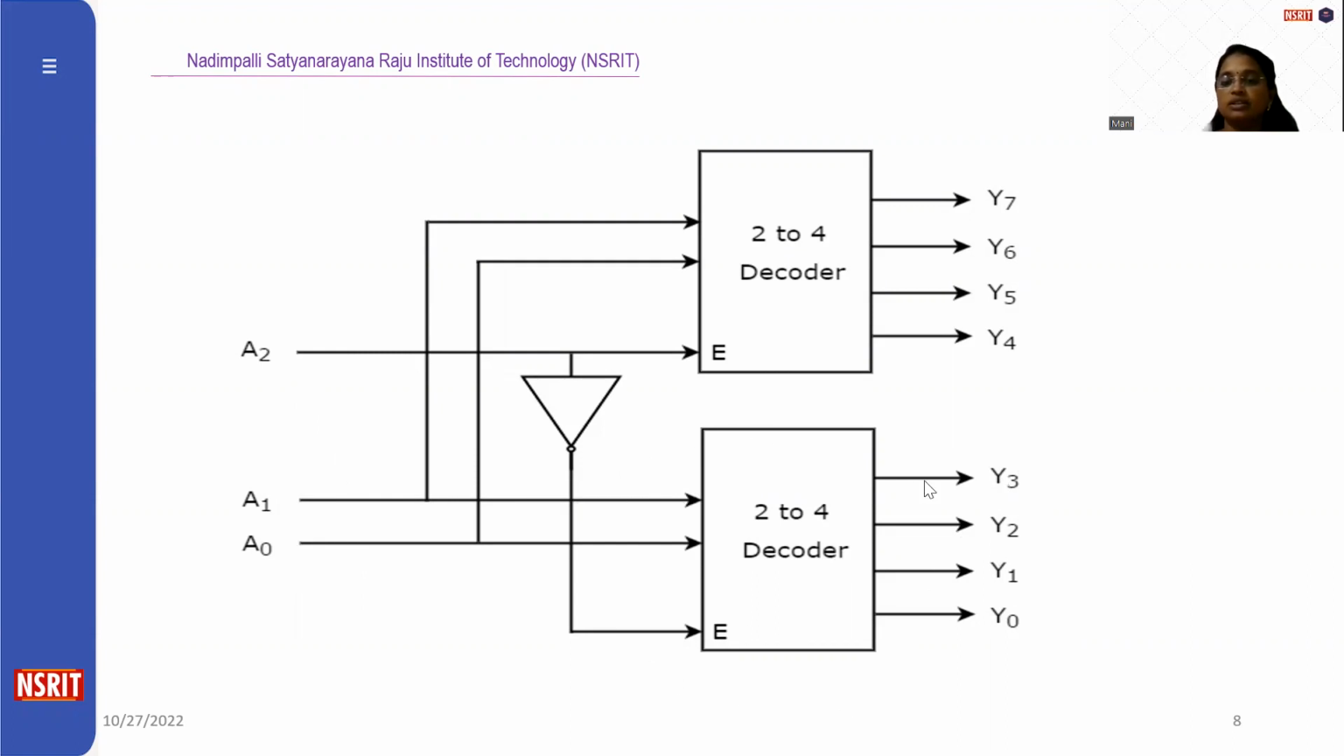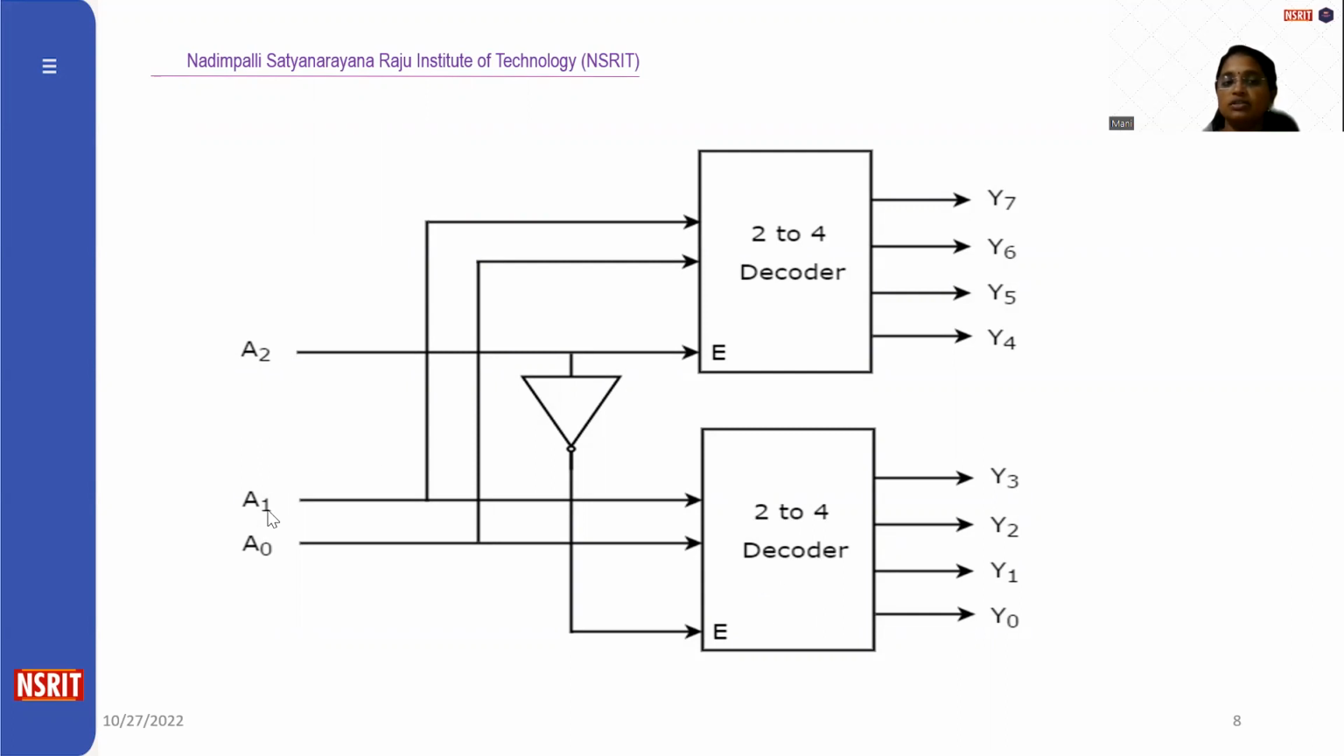For these four combinations, the lower decoder will be in an active condition. For the next combination, 1, 0, 0, 0, the upper bit A2 is 1. A2 is directly connected to the enable pin of the upper decoder. It is connected to the lower decoder through an inverter, so the output of the inverter will be 0, and the lower decoder will be in a disable condition.